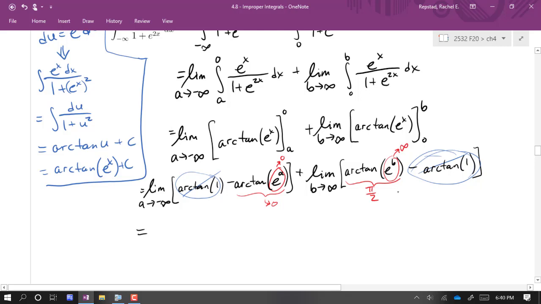So we have the arctan of 1 terms cancel out. The arctan of e to the a approaches 0 as a approaches negative infinity. And then this other term, the only thing we're left with is pi over 2.